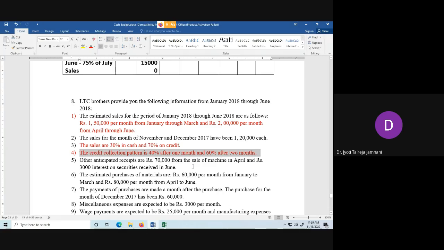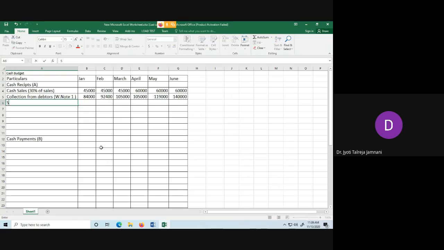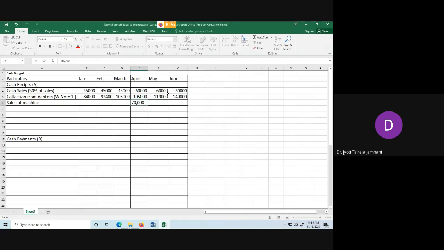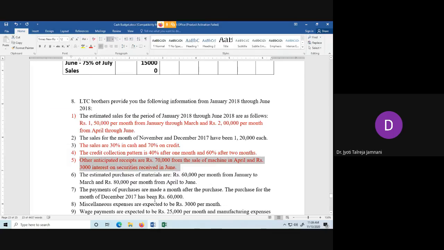Other anticipated receipts are rupees 70,000 from the sale of machine in April. So we are going to receive sale of machine. In the month of April, we are going to receive 70,000. And rupees 3,000 interest on securities received in June. So in June, we are going to receive 3,000. And this 3,000 is against interest on securities. So these were the other receipts other than sales. Let's see the next point.